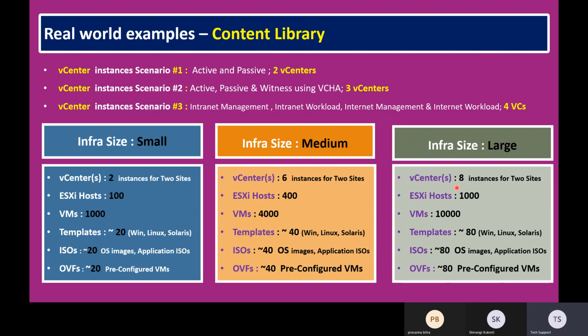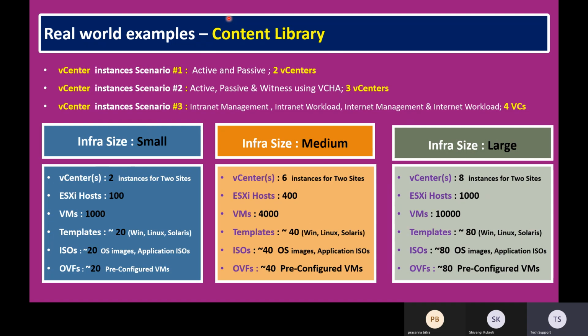I give an example of 8 instances of vCenter servers, because each compartment has one vCenter server, as the organization size is very huge. So when your organization size increases, our vCenter count will also increase. ESXi hosts are 1000 and virtual machine count is 10,000 virtual machines. Similarly, template, ISO and OVF file counts also increase. So in a small organization we can manage manually, but when it comes to medium and large organizations, we definitely start using the content library, to reduce our manual tasks.